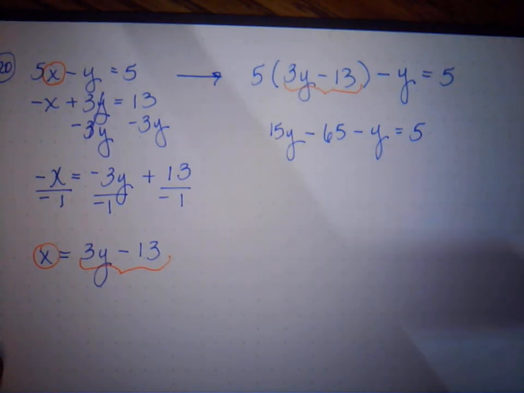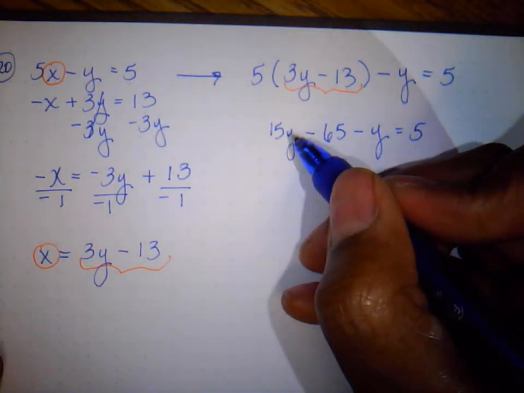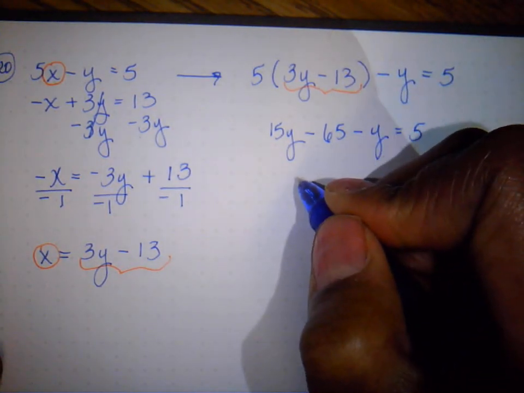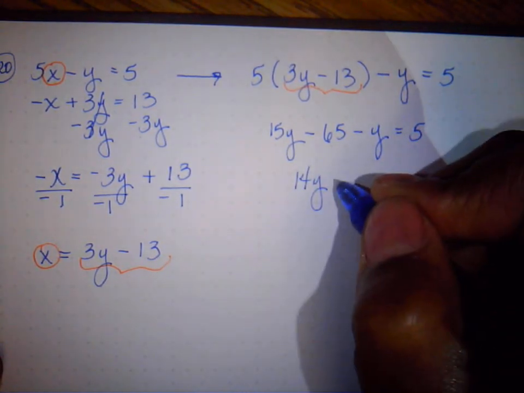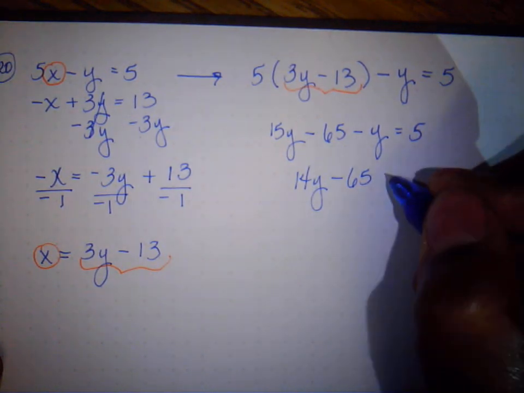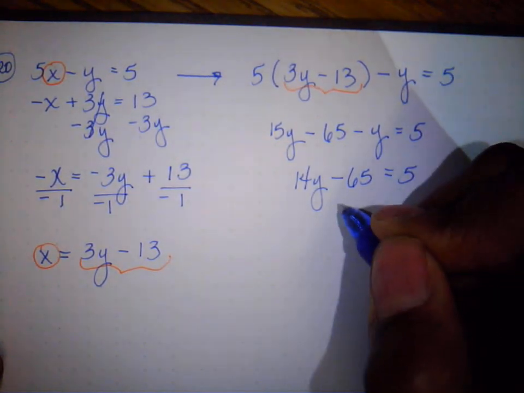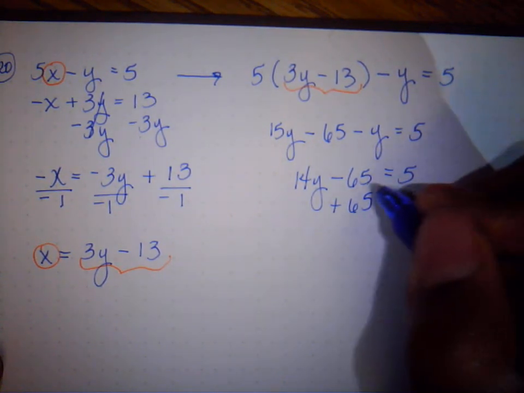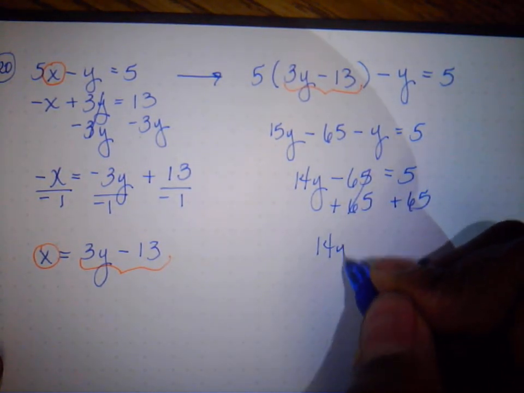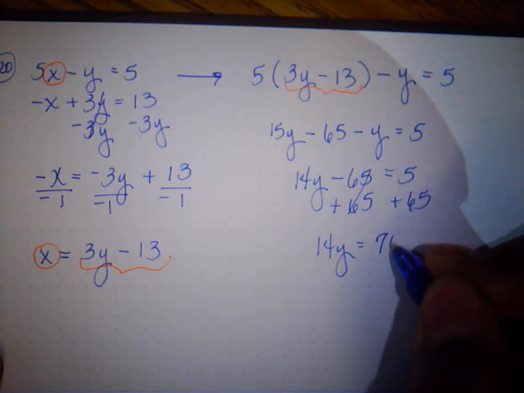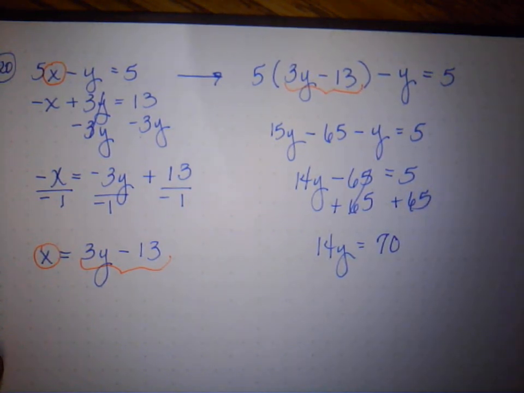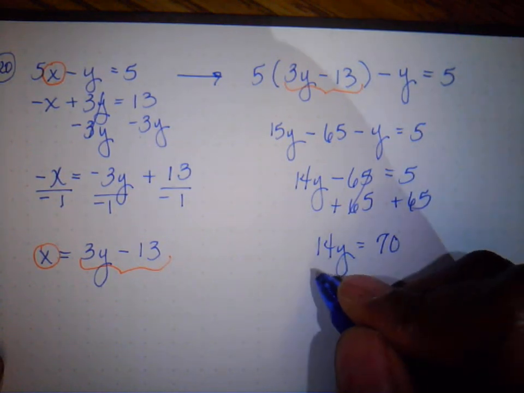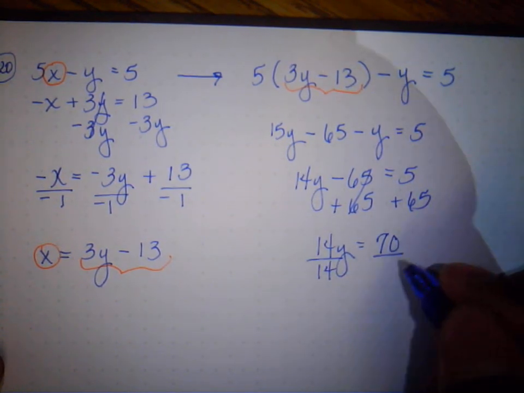I'm going to combine my y terms, right? So 15y minus y is going to be 14y, correct? So I have 14y minus 65 is equal to 5. Now I'm going to add 65 to both sides. That cancels out. I have 14y is equal to 70, right? I think 14 times 5 is 70, right? So I'm going to divide both sides by 14.